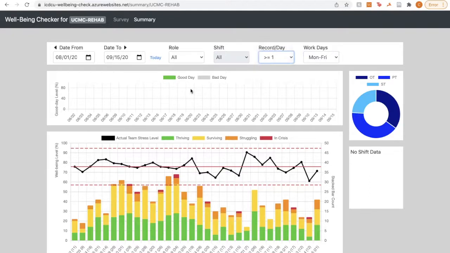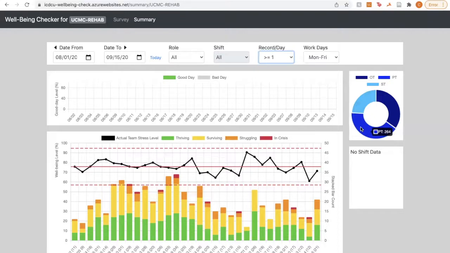This top graph will indicate the proportion of good day versus bad day responses for a general overview of how your team has been doing for a given day. On the right, you can see the total number of responses by role or shift. So you can see for speech therapy, occupational therapy, and physical therapy here.